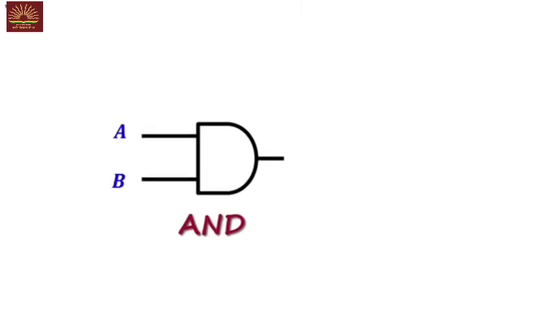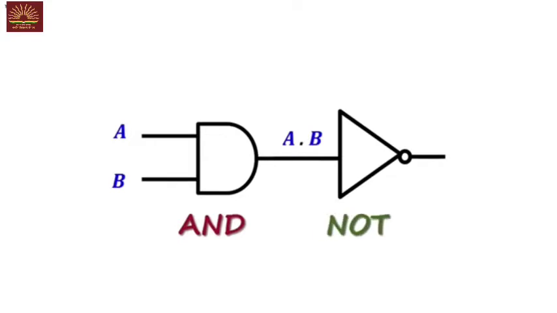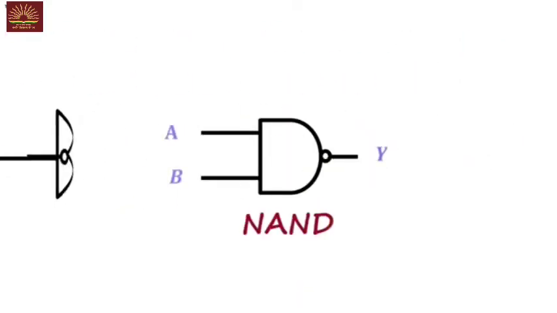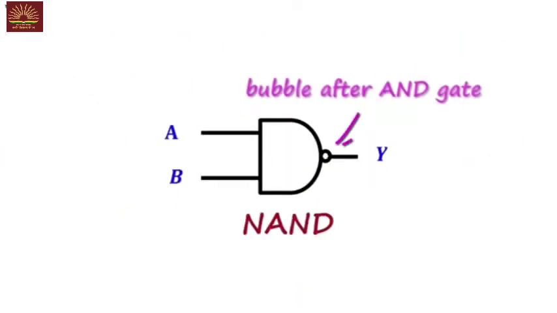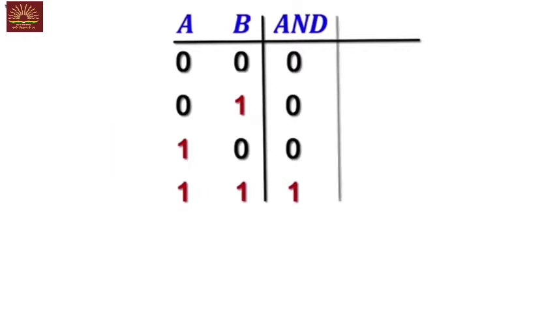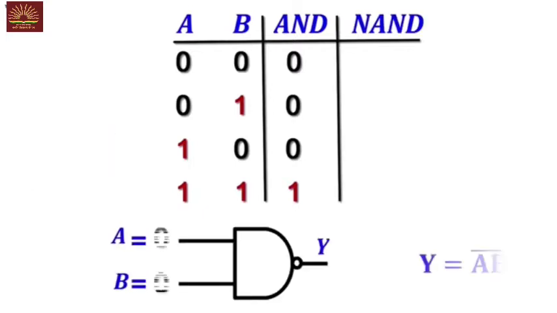This is a 2-input AND gate. The output is A and B. It is followed by a NOT gate to give the output Y, which is not AB, that is AB bar. The derived gate is called a NAND gate. The symbol is a bubble after the AND gate. The logical expression of the NAND gate is AB bar. If we see the truth table, the output of the NAND gate is simply the complement of the AND gate.